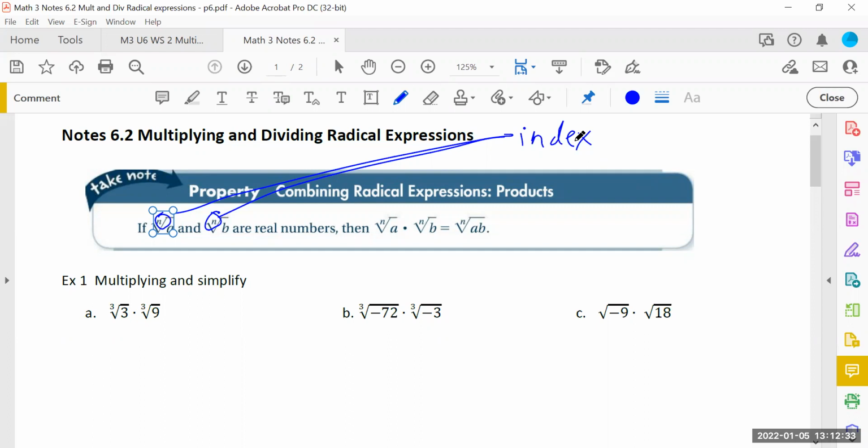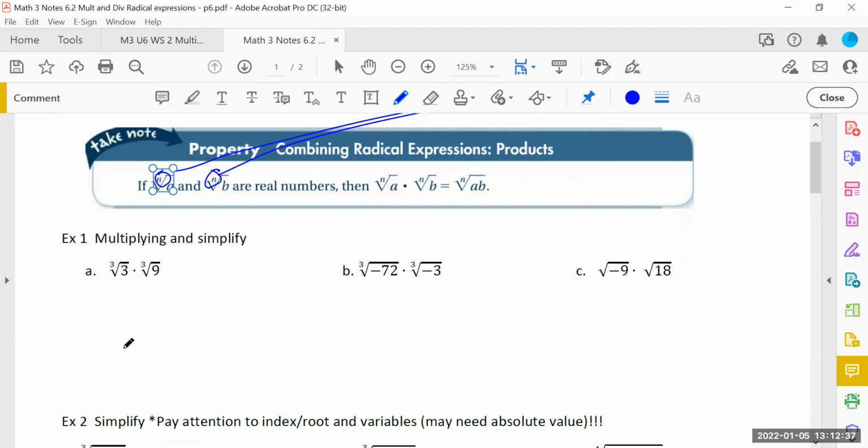So looking at example 1 here in the notes, multiply and simplify, we've got the third root of 3 times the third root of 9. They're both third roots. They have the index of 3 for both of them. So I can make this one big third root, the third root of 3 times 9. I actually don't want to multiply those two numbers together because my very next step is to factor it out. Does that make sense? So if I multiplied 3 times 9, I'd get 27. My next step would be to factor it into 3 and 9 and then break it all the way down.